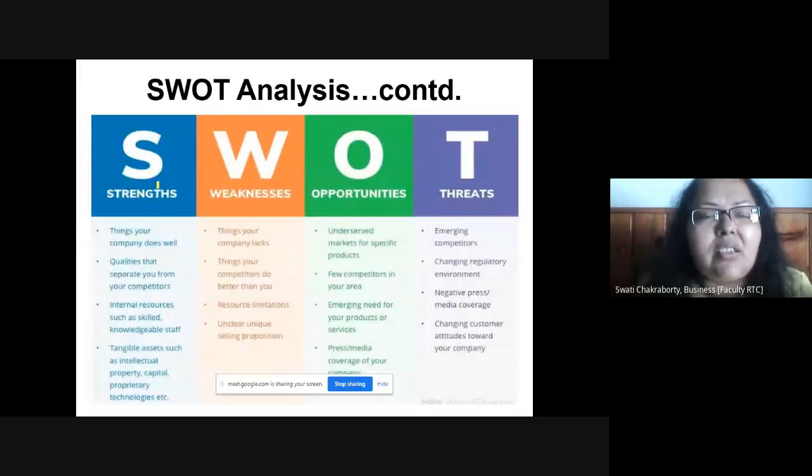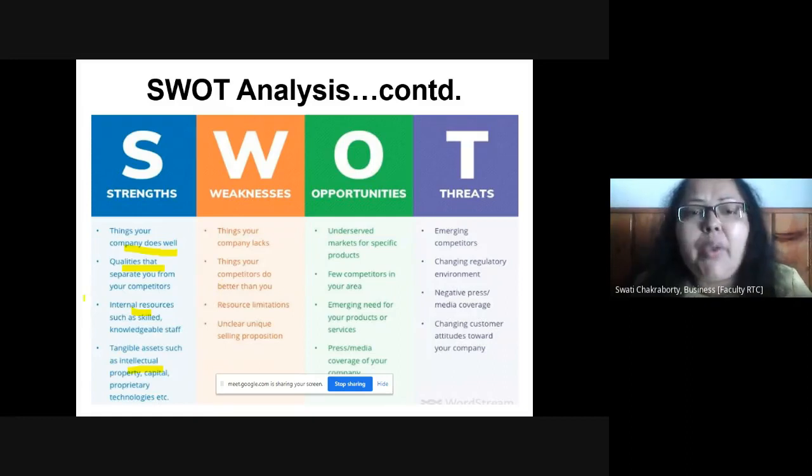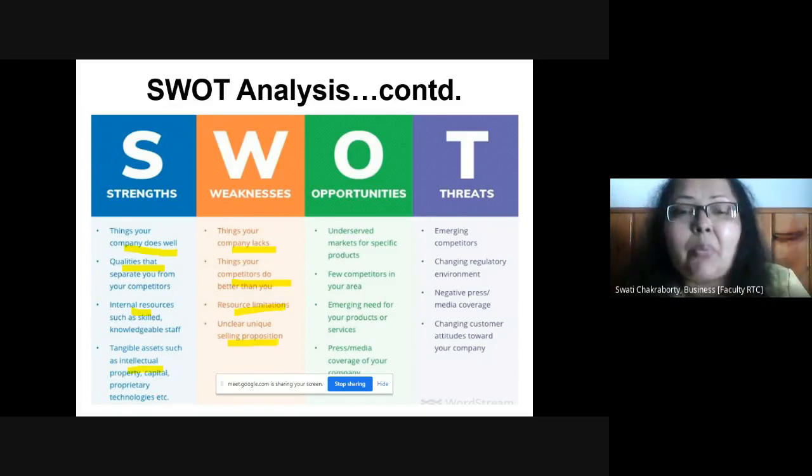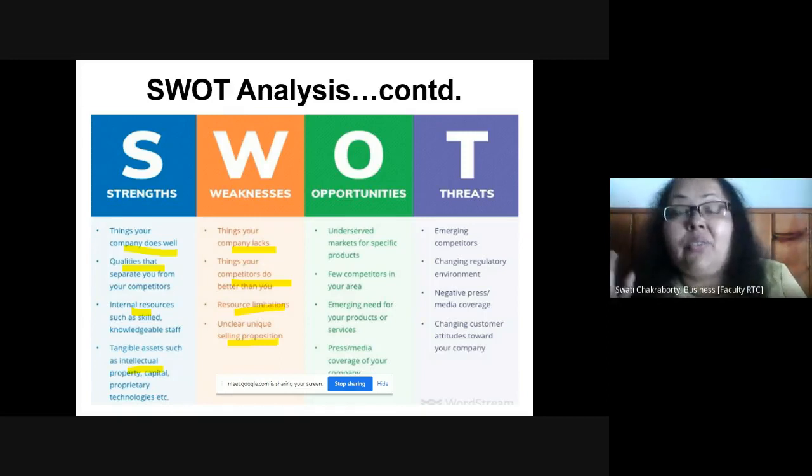So when we talk of SWOT, what are the things that actually come into play? Strengths are things that the company does quite well, where certain unique factors distinguish the company from its competitors. Internal resources, like intellectual property rights, are also strengths. When you have full right over a project or a resource, that's your strength. Weaknesses are what the company is lacking, things where competitors are better than you. Sometimes resource limitation can be a weakness. Sometimes the USP, the unique selling proposition, is not clear and consumers are totally confused. That's a weakness.